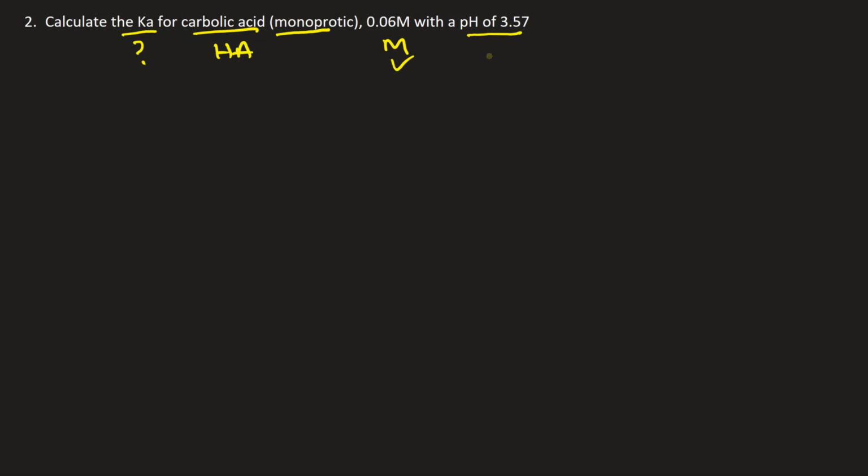For calculations. Now this one, you are looking for Ka. You're given a carboxylic acid, and it's monoprotic. The molarity is given and the pH is given. When the pH is given, we're going to convert that to x, right?